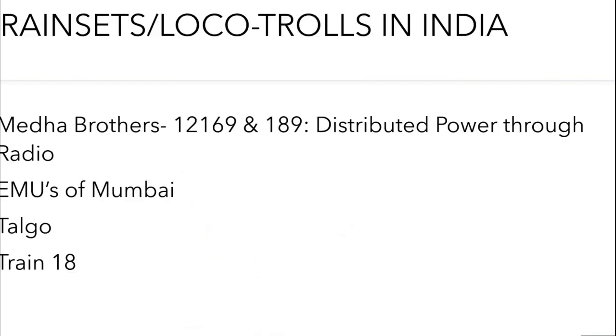I'll now move forward and we'll talk about the loco sets or loco trolls or train sets that we have seen in Indian Railways. As an AME, I worked in a diesel shed which had two locomotives, 12169 and 189. These were known as the Medha brothers because they were linked by a distributed power radio system, and they were predominantly used for pulling goods locomotives. But frankly speaking, distributed power for goods rolling stock is a concept which is yet to take off in India, and I hope that with the launching of things like the Anaconda rake, this becomes more and more commonplace.